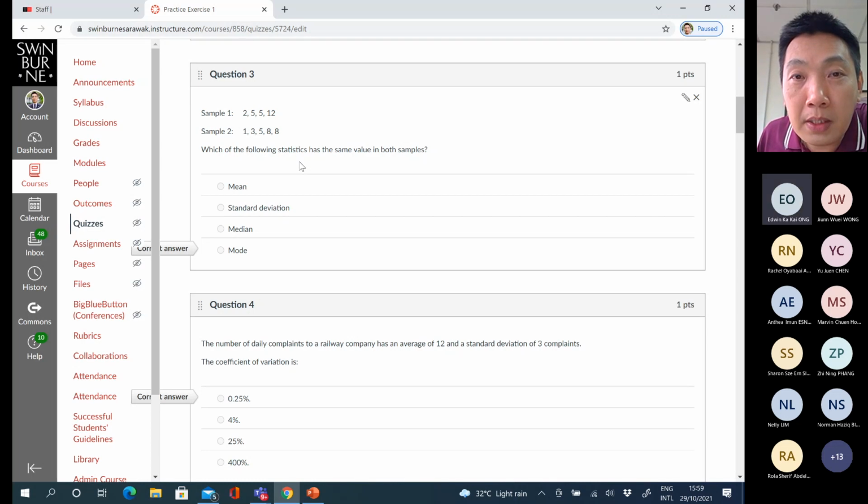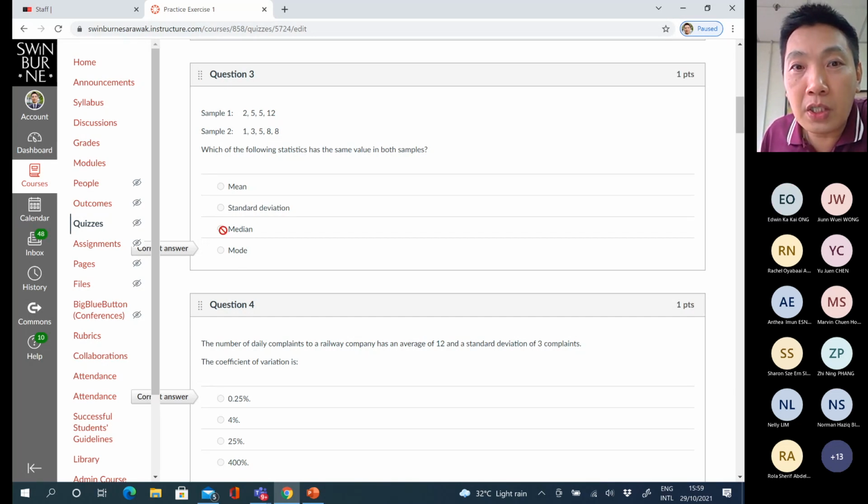Same value in both samples. The mode should not be, because for sample 1, the mode is 5, but for sample 2, the mode is 8. So it's not the mode. The correct answer is the median, because it's in the middle. For sample 1, the median is in the middle, so it's 5 plus 5 divided by 2, which is 5. For sample 2, the median is 5. So the correct answer is median.